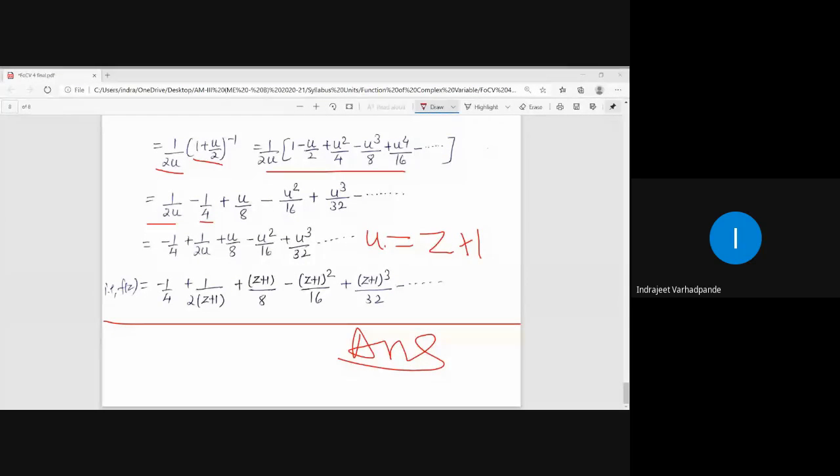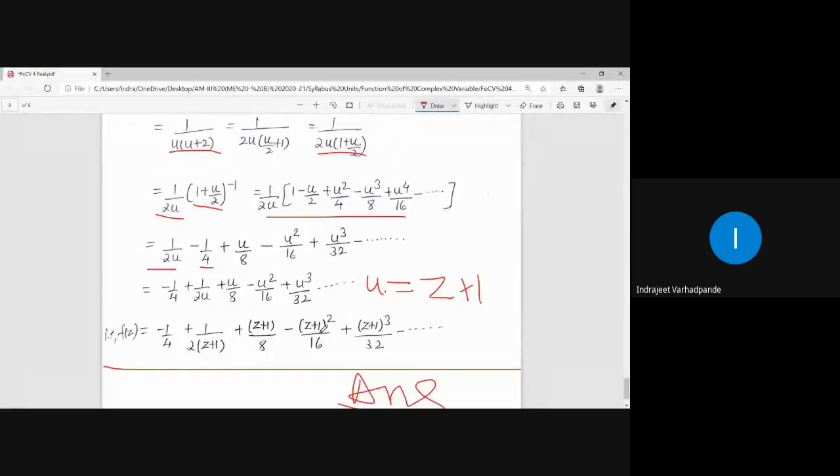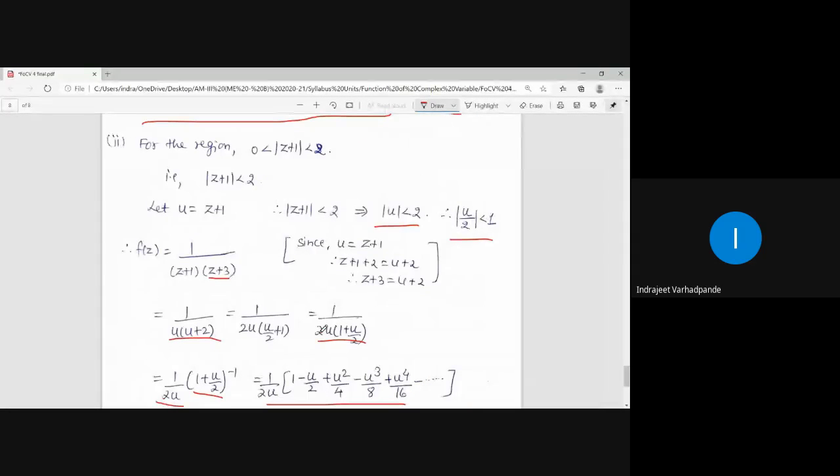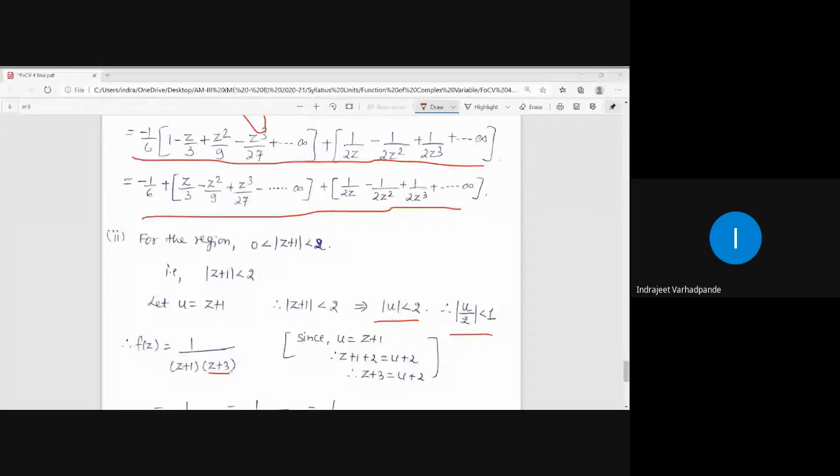Clear? Any doubt? Any doubt? If you're sending messages, please speak, because I am not able to see. Only pop-ups are there.